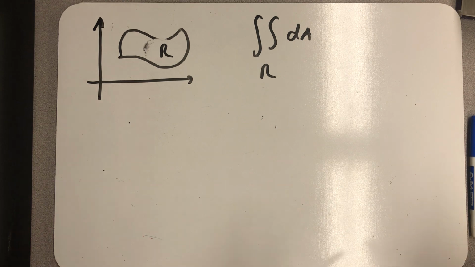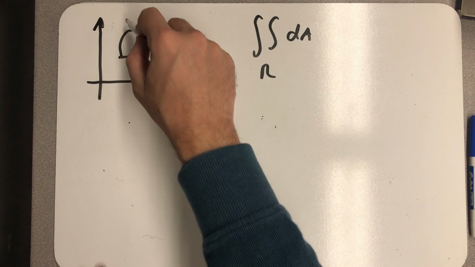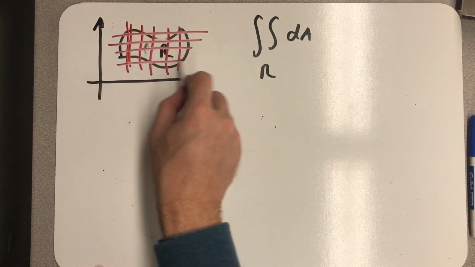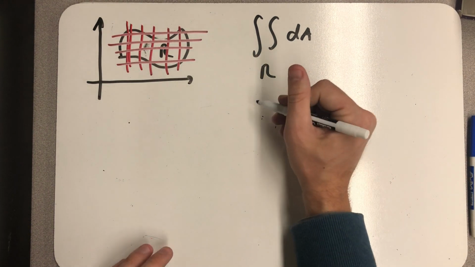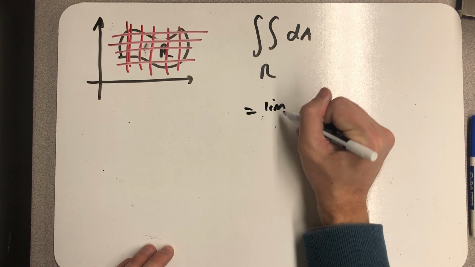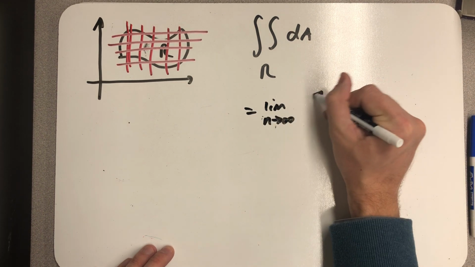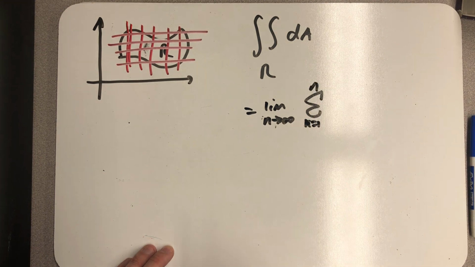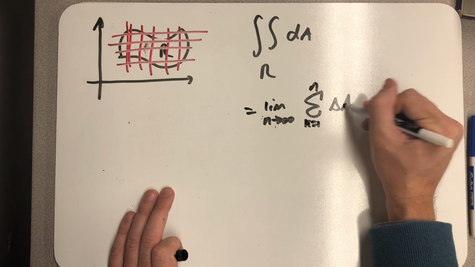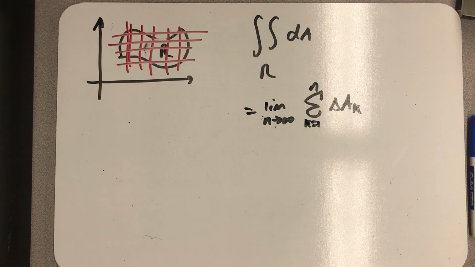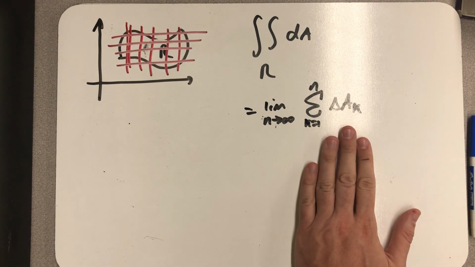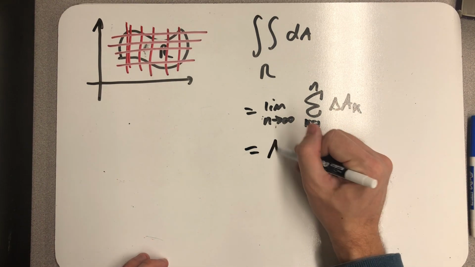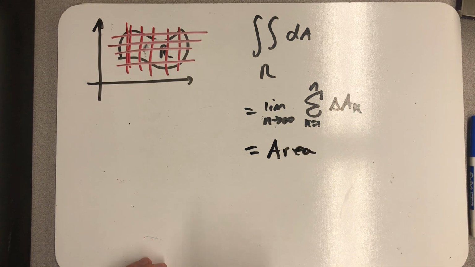If I think about the definition of the double integral, I would divide my region R into some number of little rectangular regions. And then this double integral would be a limit as n approaches infinity of a sum from 1 to n of the little areas in there, the little delta A sub k's. Well, this sum's adding up a whole bunch of areas. So after I add up a whole bunch of areas, I would just have an area.